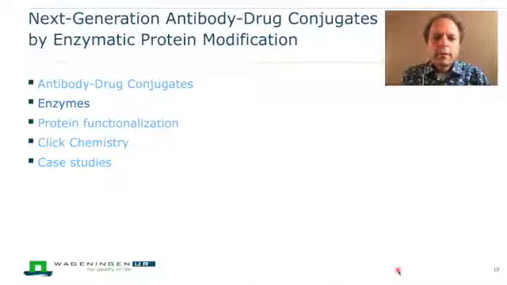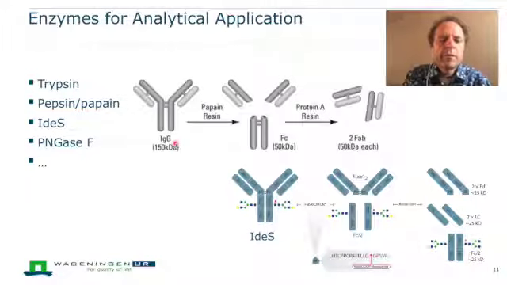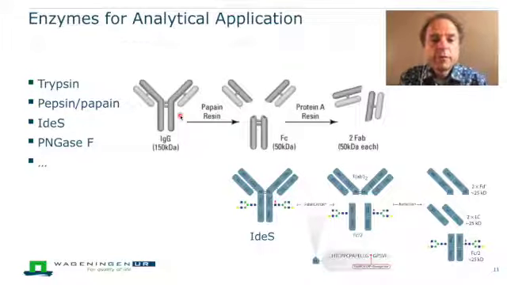Okay, on to our next topic: how enzymes can be employed for antibody modification. So I guess it's fair to say that in the past enzymes have mostly been used for analytical purposes. As you may know, an antibody is a 150 kilodalton protein consisting of a heavy chain and a light chain, with many amino acids. It's also glycosylated, and enzymes have been very useful for the analysis of antibodies.